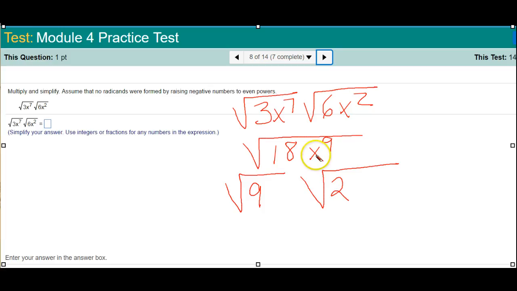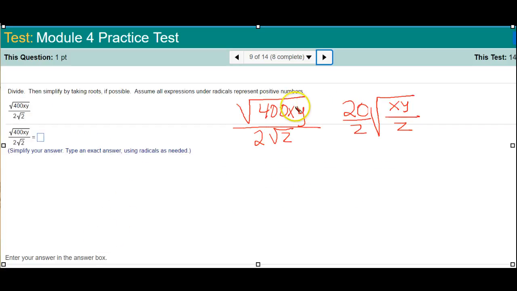Is there a perfect square in x to the 9th? Again, it would be an even power, x to the 8th, and then an x. So now you take the square root of this, and this is what's left over, and you put that in your answer column. Again, there are other ways to do this, but the square root of 400 is 20, so I took that out, and I left this here.